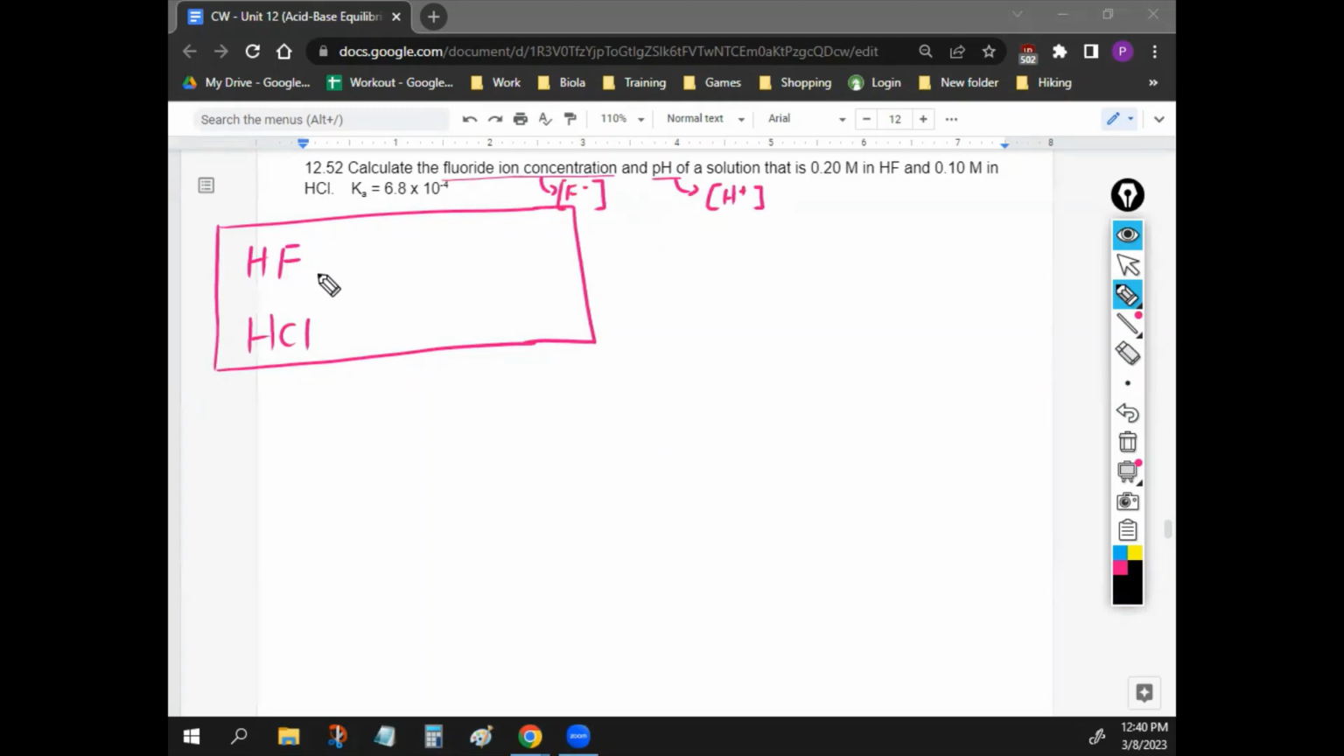So let's take a look at HF. First thing we need to determine is its dissociation. So with this guy right here, is it going to be a strong or weak acid? Yeah, this is a weak one. So this one is going to go into equilibrium between HF and F minus. Okay, if we take a look at HCl, what kind of acid is this? Strong, very strong. So it breaks down into H plus and Cl minus completely.